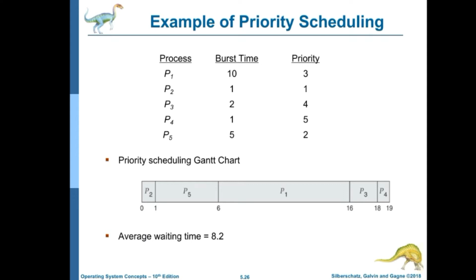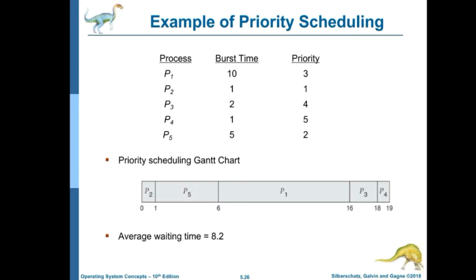First, we put P2 because it has the lowest priority number, so it goes first. Its waiting time is 0 and its burst time is 1. Next is P5, which has the second priority. The waiting time of P5 is 1, plus the burst time of 5, which gives 6.